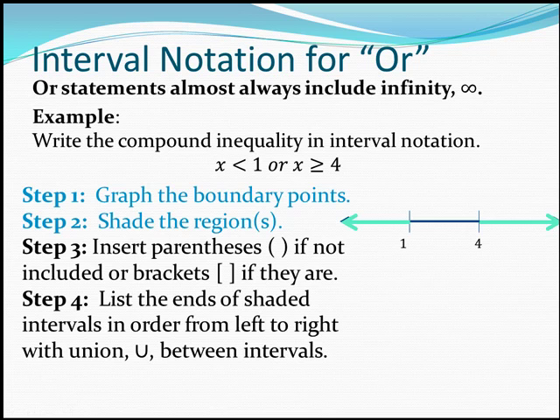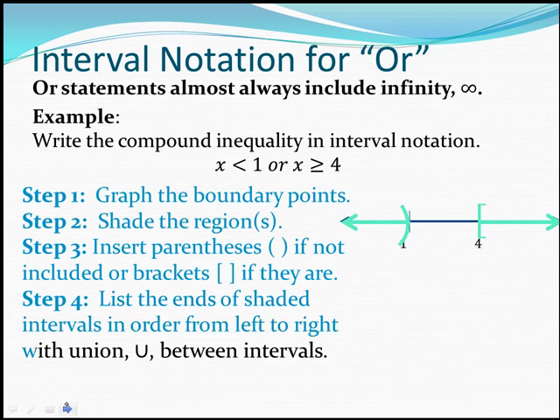Then we want to label our boundary points, mark them off with parentheses or brackets, depending on if we have an equal to. We do not have an equal to for the 1, so that's going to be a parenthesis. We do have an equal to for the 4, so that is going to be a bracket. So here is our graph of the inequality, and we're going to translate it directly into interval notation.